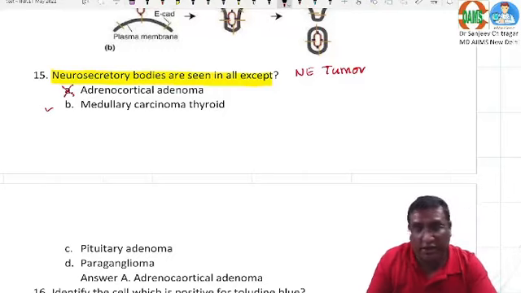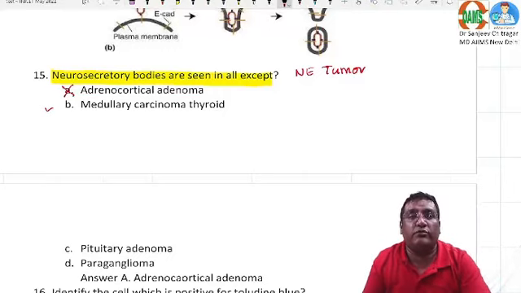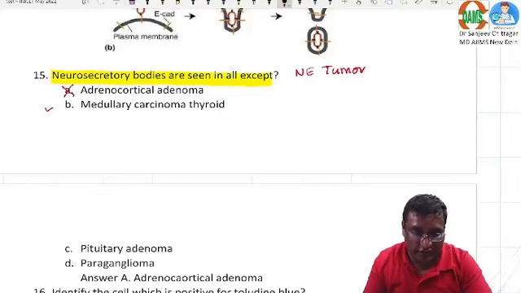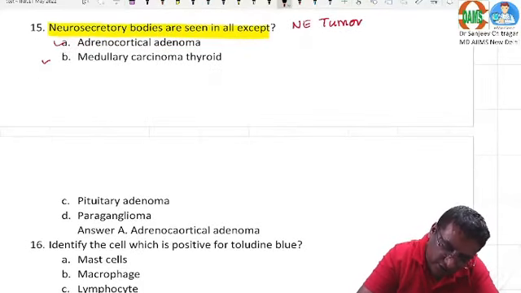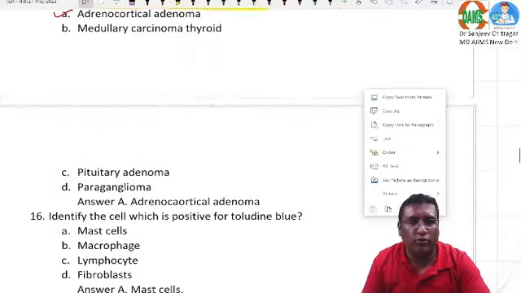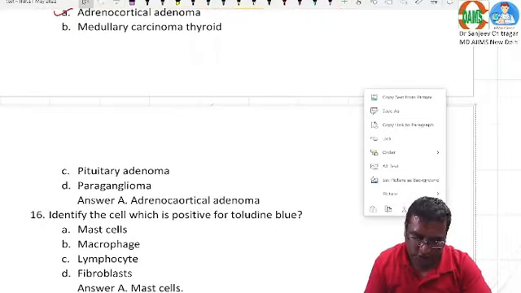Adrenocortical tumor or adenoma is not. Adrenal medullary tumor, that is pheochromocytoma, is a neuroendocrine tumor. So not seen in, except this will be the answer to this question. And in all other three it is seen. Pituitary adenoma also you can be seeing neurosecretory granules, right?